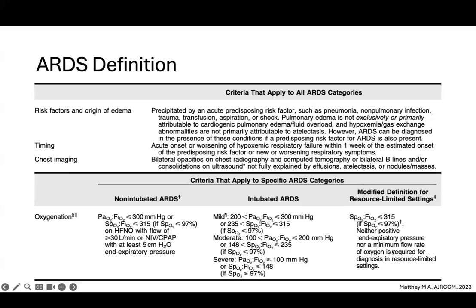In resource limited settings, they say these are the places where you don't have blood gases, and you don't have access to all these fancy things. So that is where you're going to apply this. So we'll see why that is a problem.